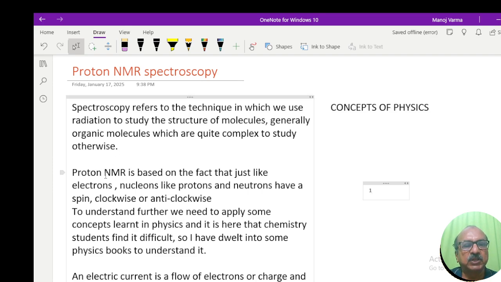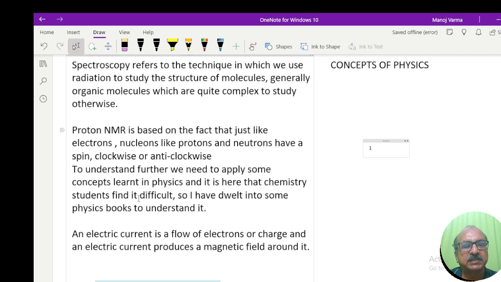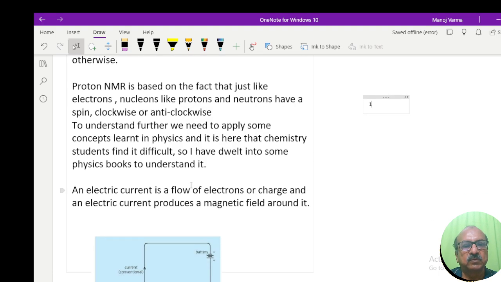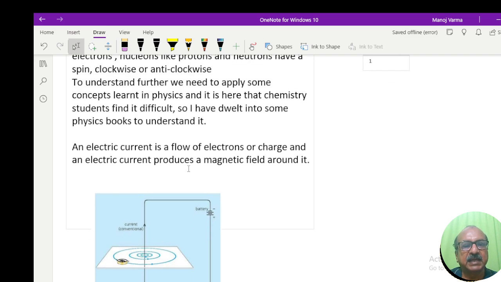Proton refers to the hydrogen nucleus, and it is based on the fact that just like electrons, nucleons like protons and neutrons also have a spin that may be clockwise or anti-clockwise. Now the students are already familiar with the spin of the electron. In the same way, protons and neutrons also have a spin which can be clockwise or anti-clockwise. To understand further concepts, we need to dive into some aspects of physics, and that's what I'm going to do in the following section.